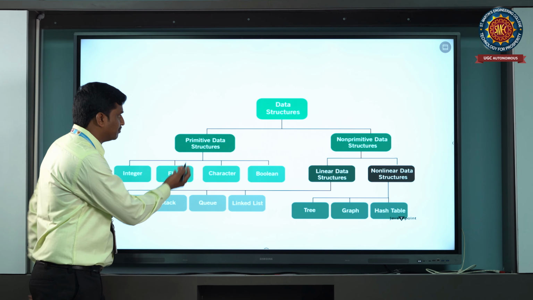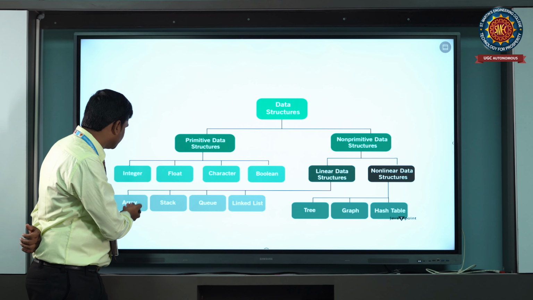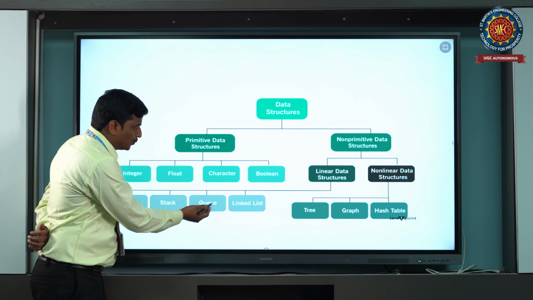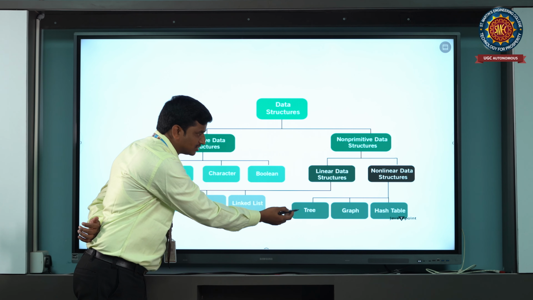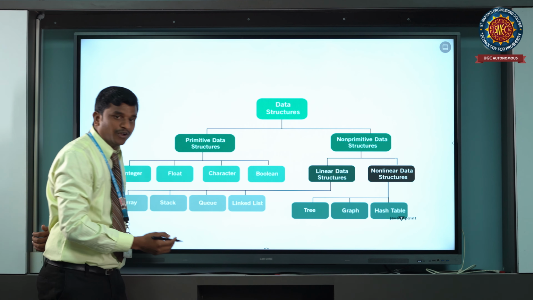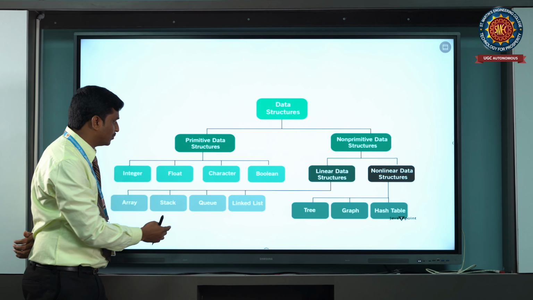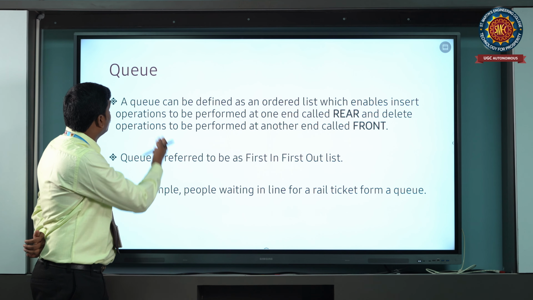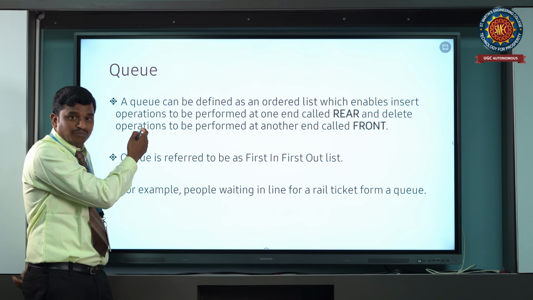Next, the hierarchy of data structures. Primitive data structures, non-primitive data structures. Arrays, stack, queue, linked list. Non-linear data structures: tree, graph, hash table. Now we are going to discuss purely queue. First, queue.